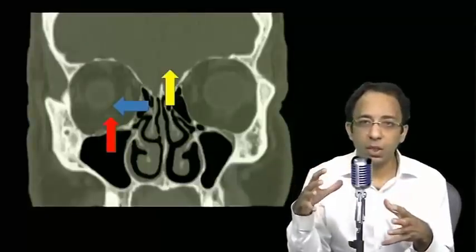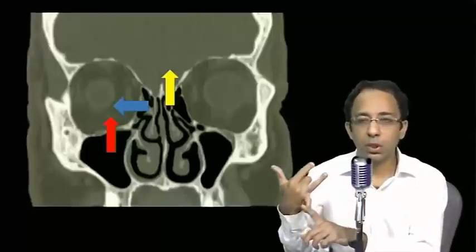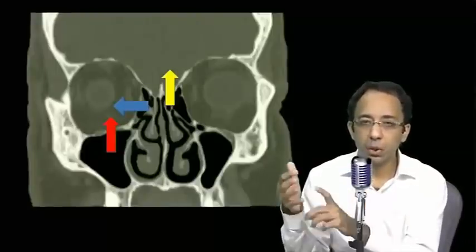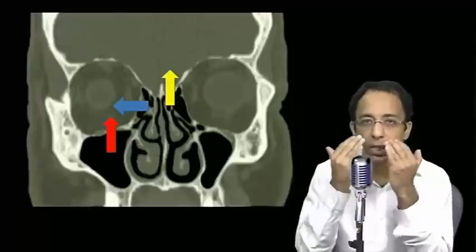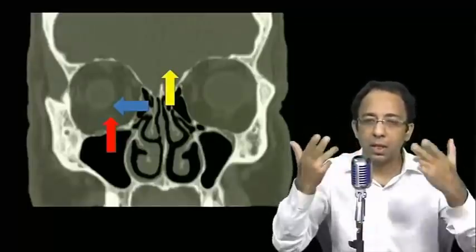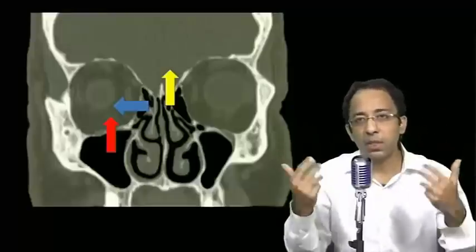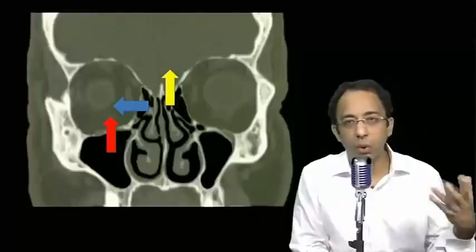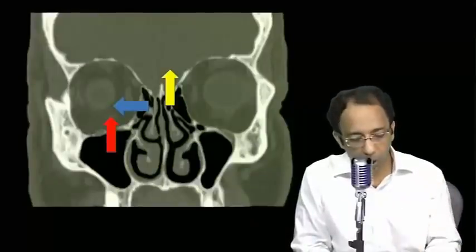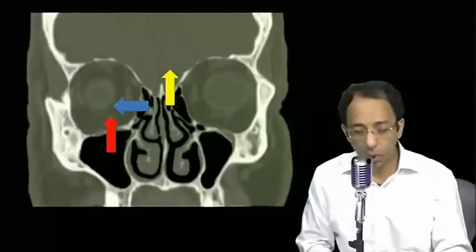So it is rhino-nasal, involving the nose and sinus, sino-nasal, and it can involve the orbit and the brain. So that is the challenge here, that it can be invasive. It can go into the orbit, it can go into the brain. That is why it is so important to understand.